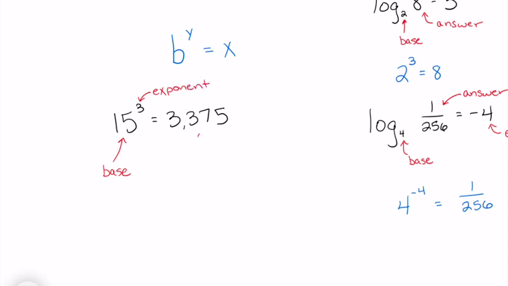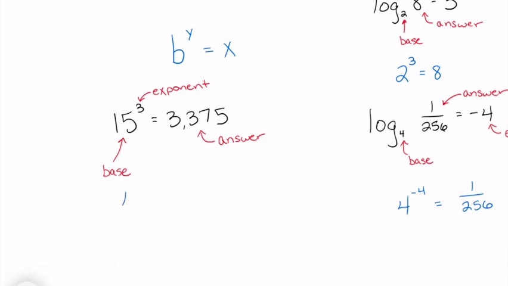And in this case, this big number, 3,375, is our answer. Okay, so base of 15, exponent of 3, and the answer is 3,375. How do we convert this into a logarithm?